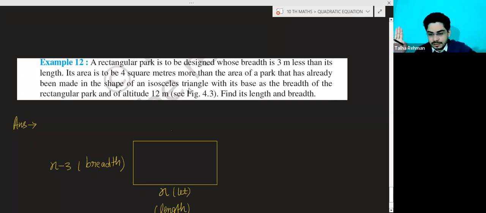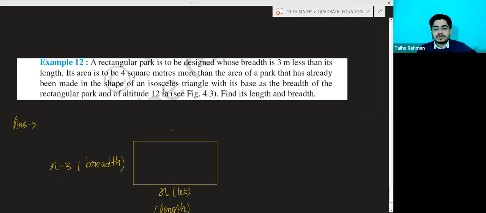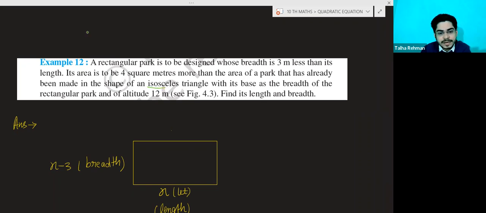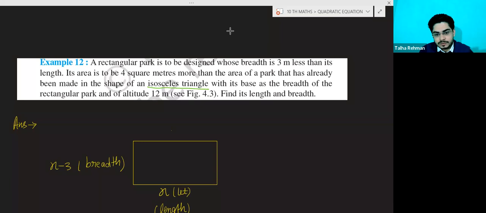There is another park also that had been already made, and the shape of that park is in the form of an isosceles triangle. Isosceles triangle means two sides of the triangle are equal. And after that, they are saying with its base as breadth.